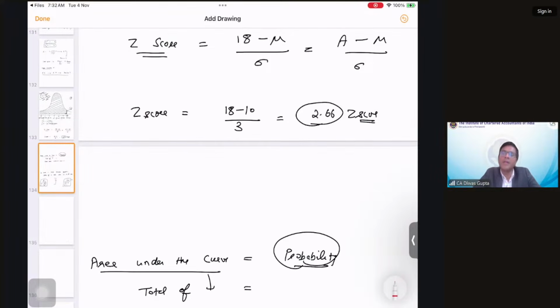Khalid is asking, please take one practical example of writing call option as per Black-Scholes model. We'll take that. Just after this, we'll take that.